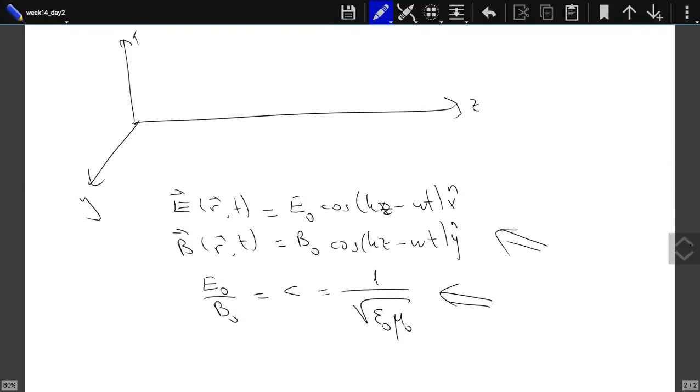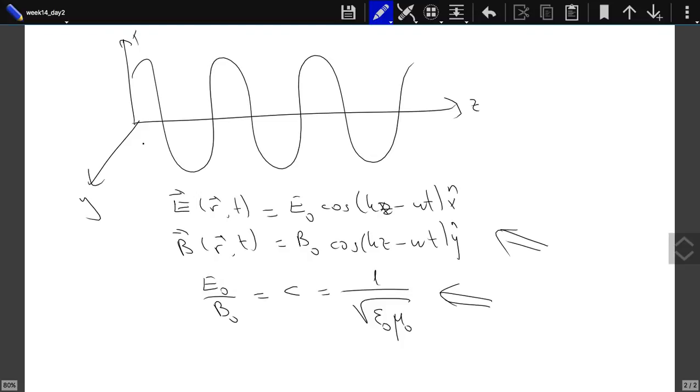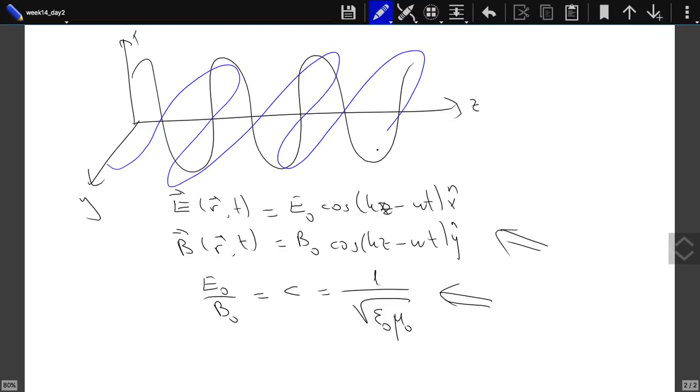But if you just track how we made this proof, how we obtained this conclusion over here that it is possible to have such a field. We had these electric fields, and we also had the magnetic fields perpendicular to it. So this is the magnetic field.